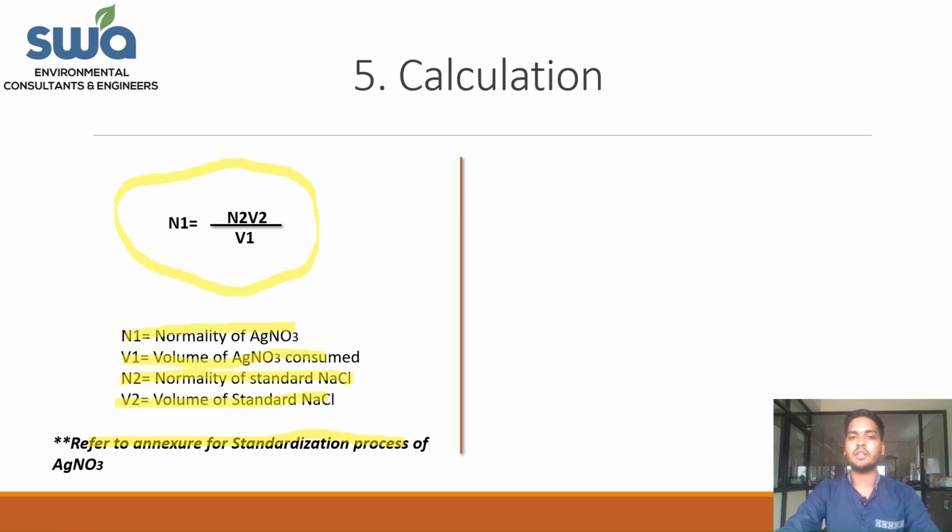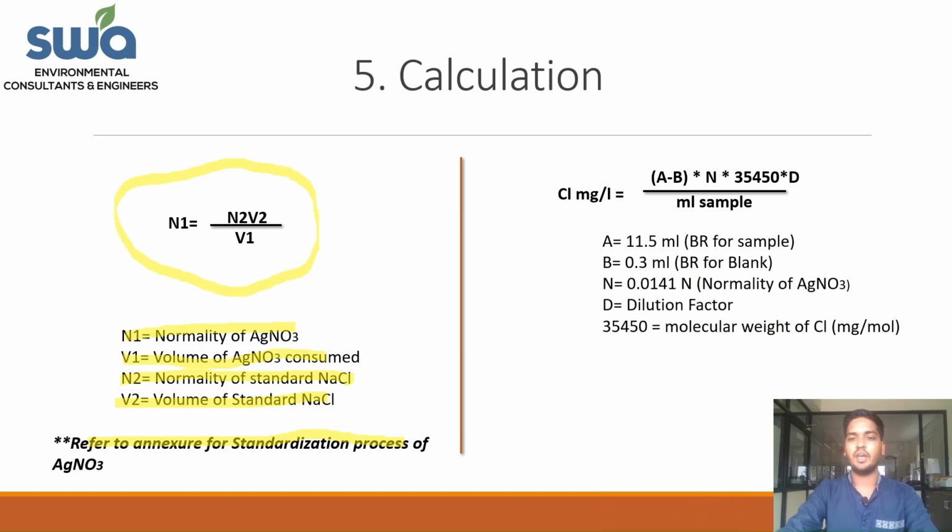After calculating the normality, we will move to the calculation of chloride. So this is the basic equation of chloride: (A minus B) into N into 35450 into D divided by sample. What does that mean? A is 11.5 ml, the burette reading of the sample. B is the burette reading of the blank, which is 0.3 ml.